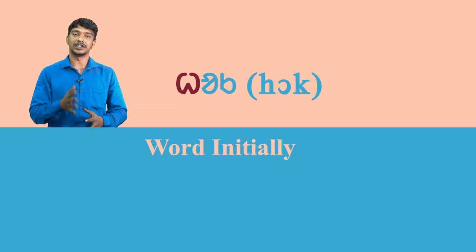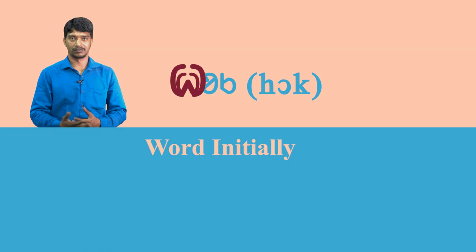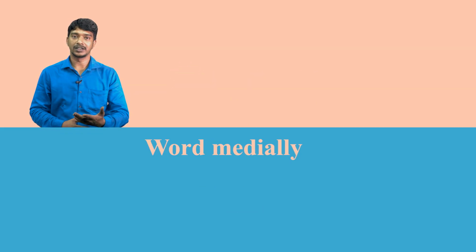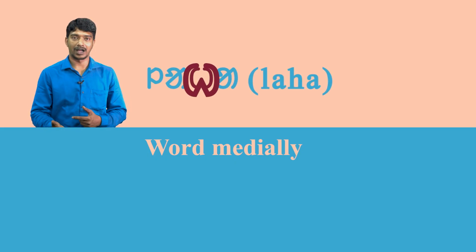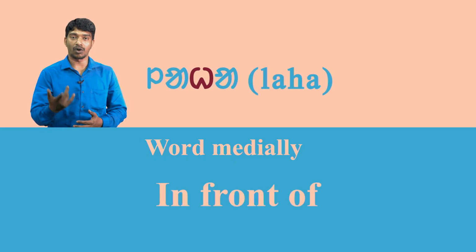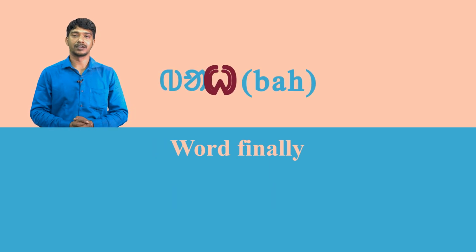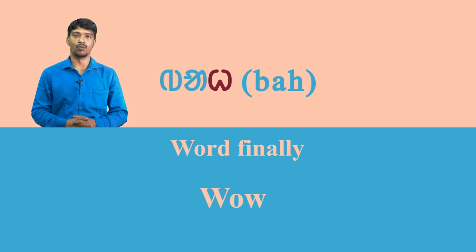This letter occurs in all positions, initially, medially, and finally, from the viewpoint of orthography. The examples are as follows. Word initially, it can appear in hawk, meaning right. Word medially, it can appear in laha, meaning in front of. Word finally, it can appear in bah, meaning wow.